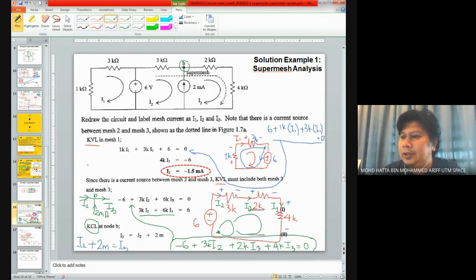And this is considering Kirchhoff current law, which says that sum of I in equals sum of I out. Sum of I in is I2 and 2 milliampere, and I out is I3. Looking at this equation, basically it's the same. You look over here.